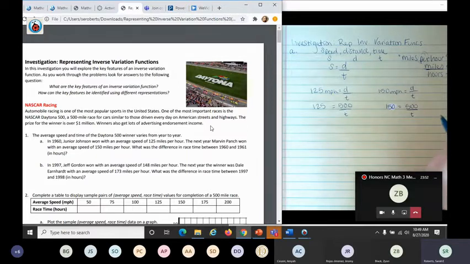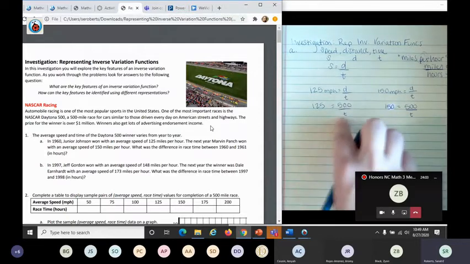Now we need to solve each of these equations for T because it's asking for the difference in time. So Annie, can you tell me how to solve these equations? What's the very first step in getting this T by itself?